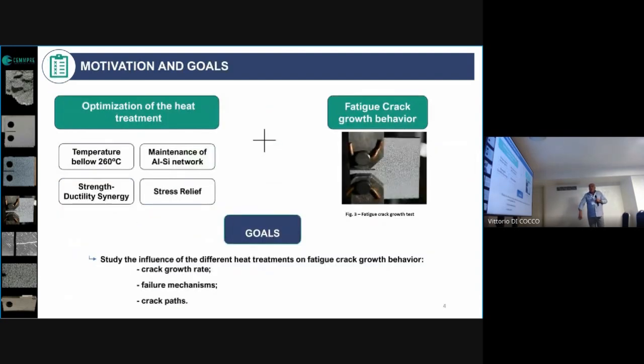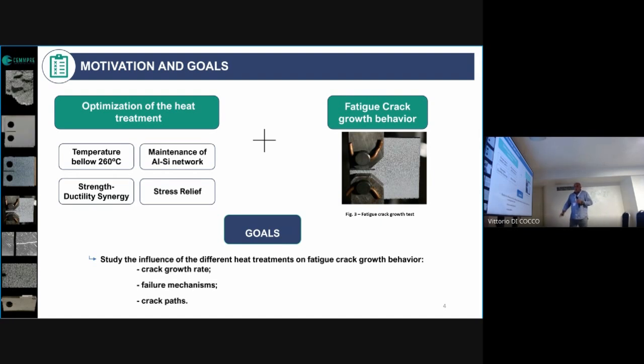So the motivation is the optimization of the heat treatment. We will use temperatures below 260 degrees to maintain the aluminum silicon network as stable as possible, and for that we will try to have a ductility and strength synergy, with an increase and stress relief with those treatments.